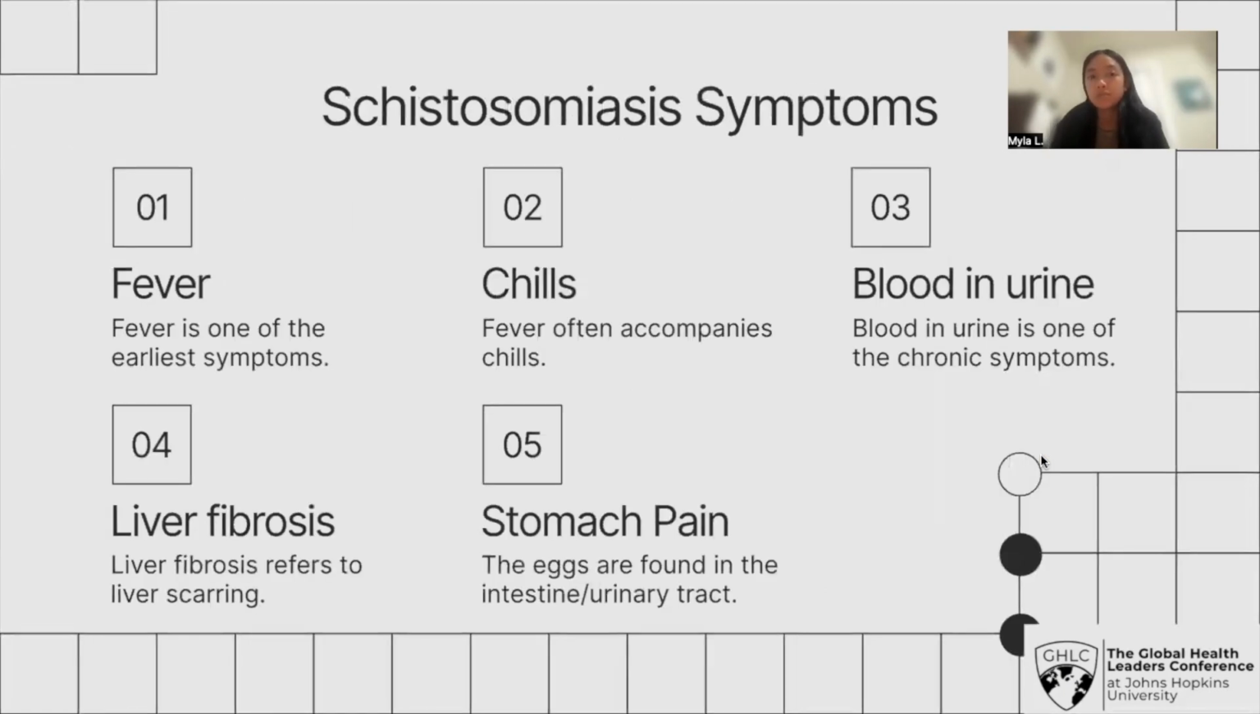In terms of the symptoms, some of the symptoms include fever and chills, as well as blood in urine, one of the more chronic symptoms. Liver fibrosis is another common symptom and refers to liver scarring, as well as stomach pain, which is often a result of the eggs being found in the intestine and urinary tract.